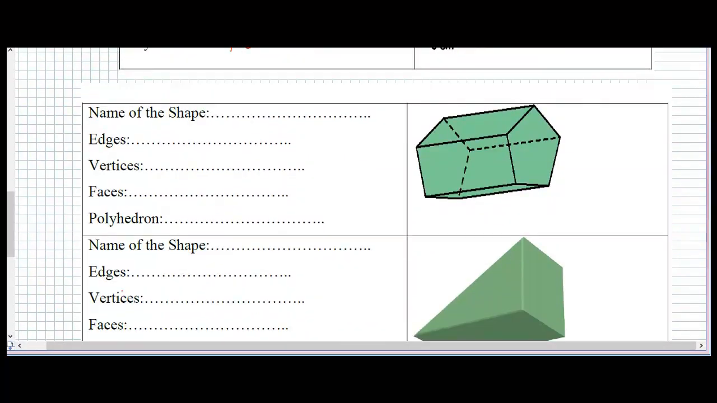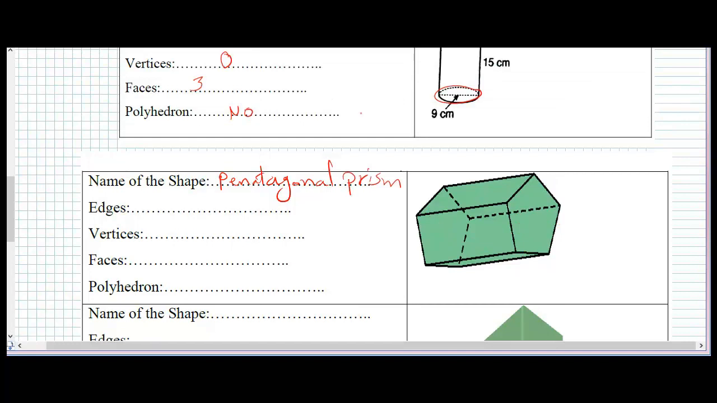Next shape we have here: 2 bases. We have 2 bases, 1 base here and 1 base here. If I have 2 bases, it's a prism. How can we name a prism? We call it by the name of the base. What is the name of the base? Let's count. 1, 2, 3, 4, 5. 5 means it's a pentagon. So it will be a pentagonal prism.